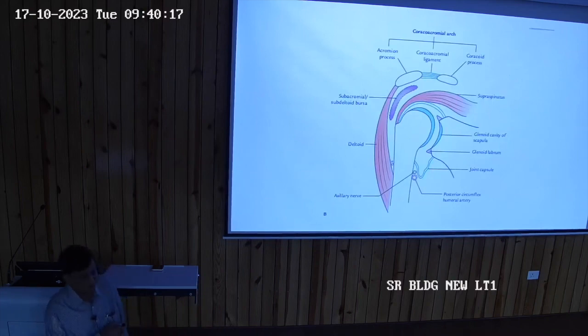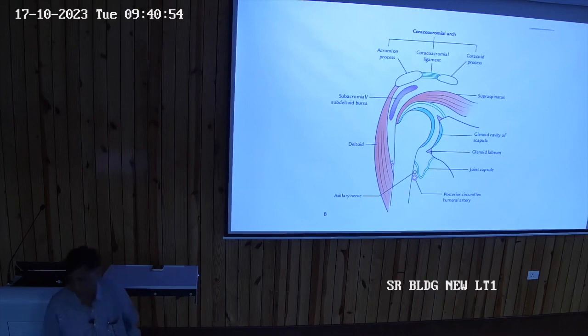Better you see this diagram. Supraspinatus muscle, and lying above the supraspinatus muscle, you can see the coracoacromial ligament. Coracoid process, coracoacromial ligament, acromion process, all these three are named the coracoacromial arch. So starting from superiorly, the coracoacromial arch, coracoacromial ligament, then the subacromial bursa and supraspinatus muscle, and this is the deltoid muscle.